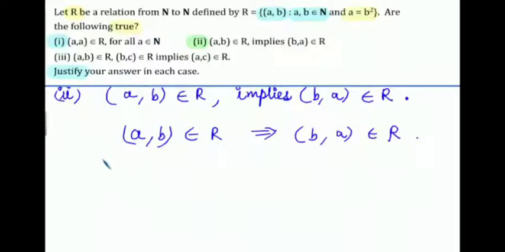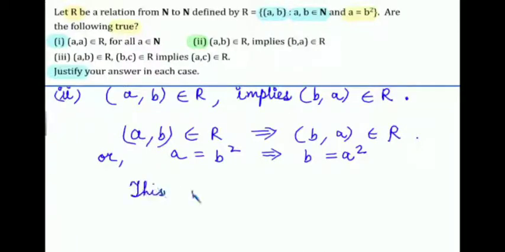So (a,b) belongs to R implies (b,a) belongs to R, or a = b², and you can also write that b = a². Is that possible? Never. It is only possible at the value 1. Otherwise it's not possible.